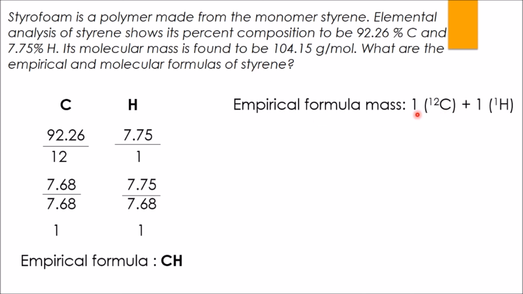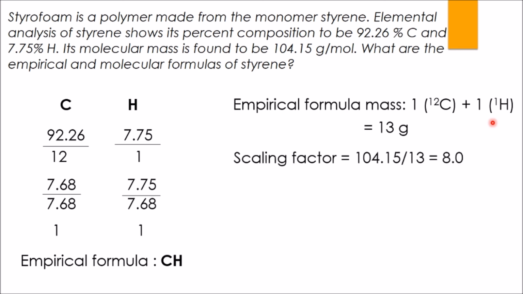We have 1 carbon, as we know the mass of carbon is 12, and we have 1 hydrogen, and as we know the mass is 1 for hydrogen. When we add the masses together, we get the empirical formula mass, which is 13. Now we are going to find out the scaling factor. We are provided with molecular mass, which is 104.15. We divide that by the empirical formula mass, which is 13. You get the scaling factor 8.